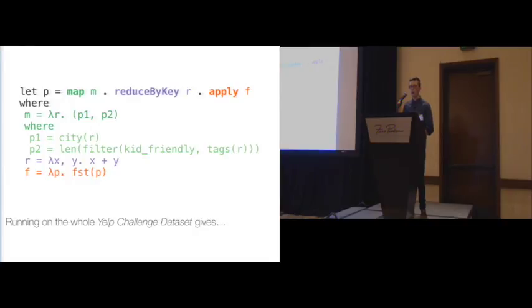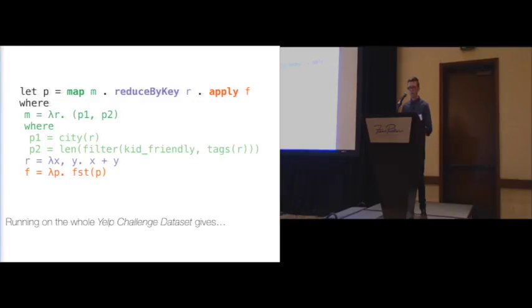From there, we are reducing by key, which means we're taking all the pairs that are associated with the city and adding up the secondary elements. This just gives us a count. And then from there, we can just apply a function which lets us pull off the city that it's associated with the most.